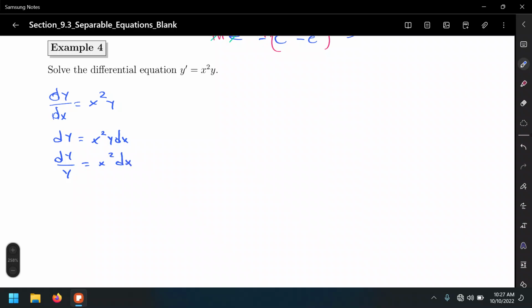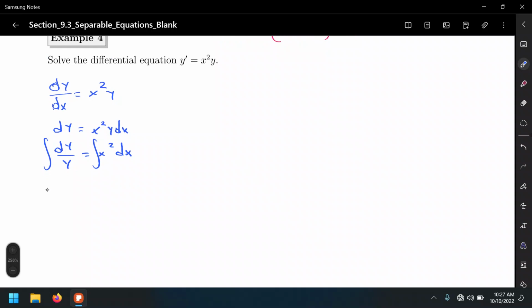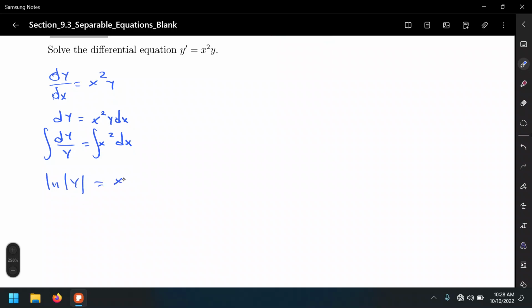So the variables are separated in this case, and we may go about the integration. Let's integrate both sides. The integral of dy over y is ln of the absolute value of y. Don't forget the absolute value bars. In this situation, these bars are going to be very meaningful. On the right we get x cubed over 3 plus c.